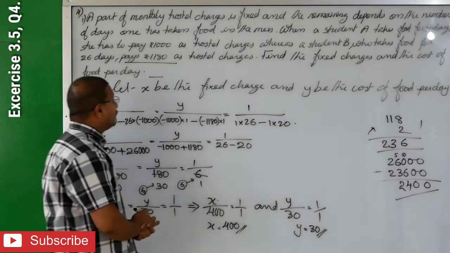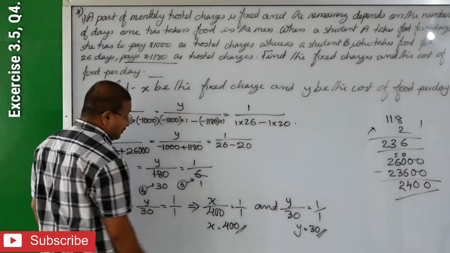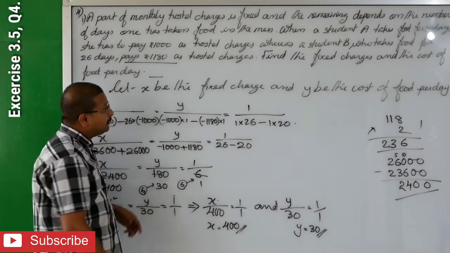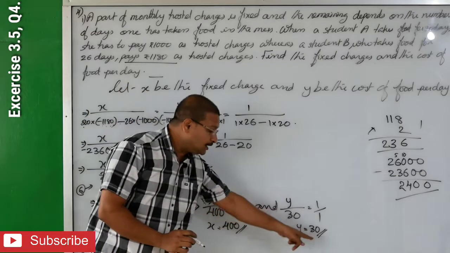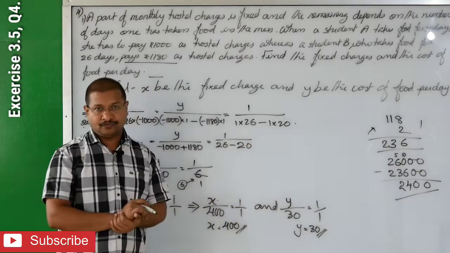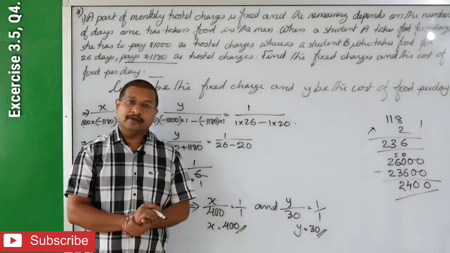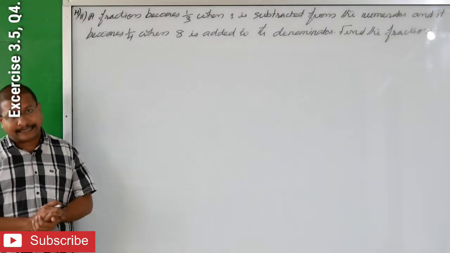That means what do you want to find out? Let x be the fixed charge. That means the fixed charge is 400 and y be the cost of food per day. That means 30 is the cost per day. Ready? Let's go to the next question. I will read the second question.